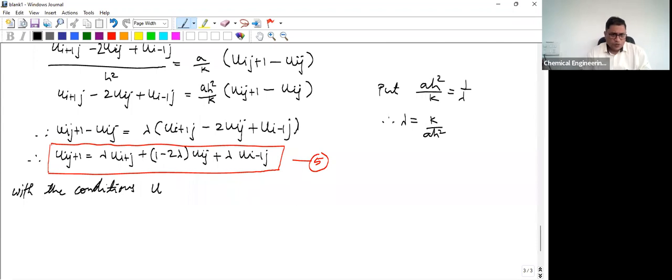what are the conditions? We have u 0 j is equal to t0, u 1 j. Or this is n, we can have n sub intervals, u n j is equal to tn. So these are the tn conditions where n into h is equal to 1. So n is the number of intervals, h is the step size. Okay, and we can have the initial conditions. So this is equation 6.